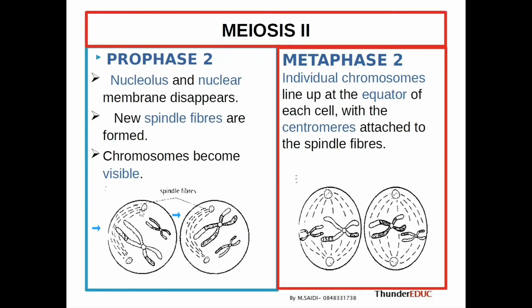Now we no longer have homologous chromosomes here. Okay, and we no longer have crossing over here in prophase 2. That's why you can see those things written for prophase 2. When we talk about prophase 2, the nucleolus and nuclear membrane disappear, spindle fibers form, chromosomes become visible, not homologous chromosomes. Bear in mind. Okay, metaphase 2, individual chromosomes line up at the equator.